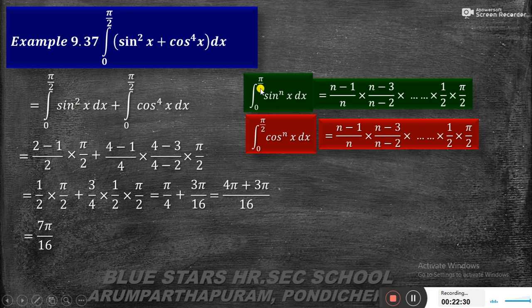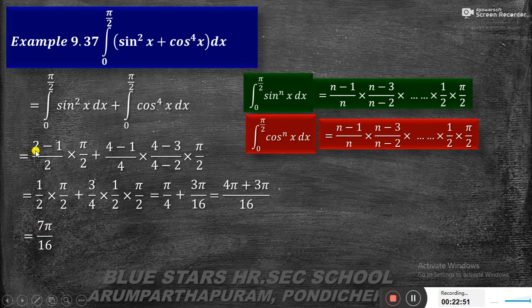So you take the formula: integral 0 to pi by 2 sine power n x dx equal to n minus 1 by n into n minus 3 by n minus 2 up to 1 by 2 into pi by 2. Next, integral 0 to pi by 2 cos power n x dx equal to n minus 1 by n into n minus 3 by n minus 2 up to 1 by 2 into pi by 2.